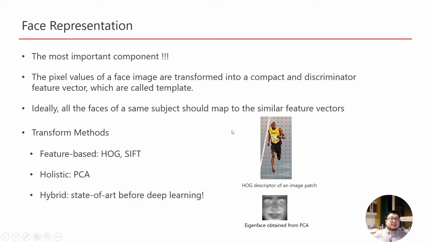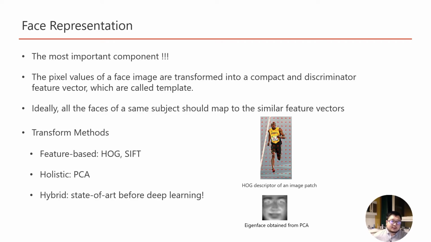So now let's move on to the face representation. This is probably the most important module of the whole system. Here we are trying to transform the pixel values of the face images into a compact and discriminative feature vector, which we will call a template. Ideally, all the faces of the same subject should map to similar feature vectors.